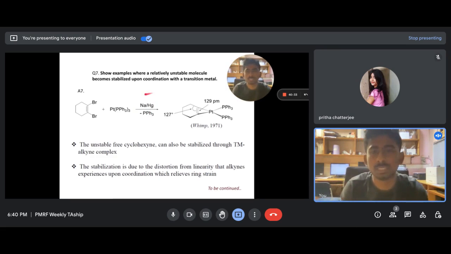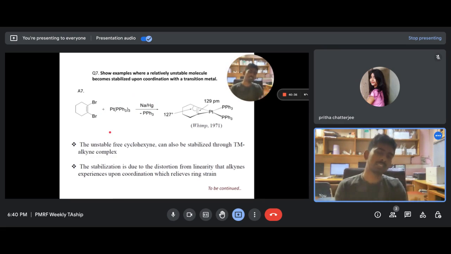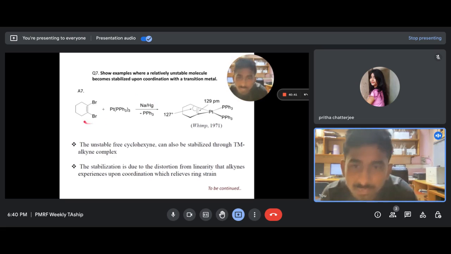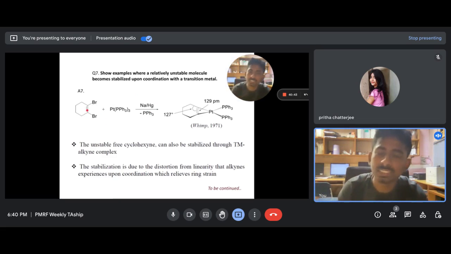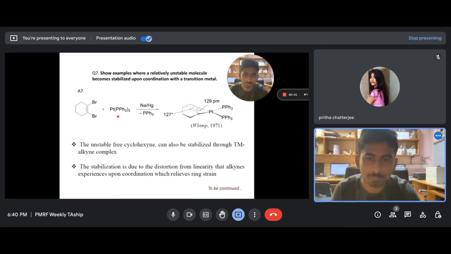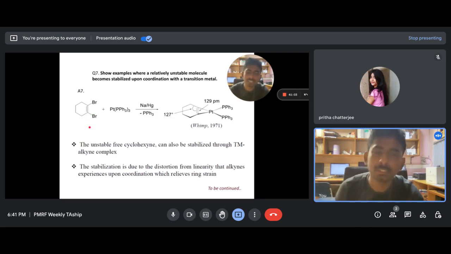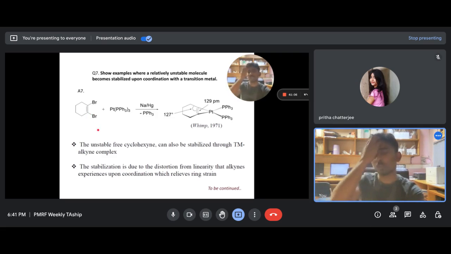The corresponding compound concerned here is cyclohexyne. In cyclohexane you can think of a triple bond here. It remains in a chair fashion, the chair conformer. In chair orientation, the bond angles will not be even close to 180 degrees. They will be between 110 and 130 degrees. In case of cyclohexene, the bond angle is close to 120 degrees, which is the requirement.